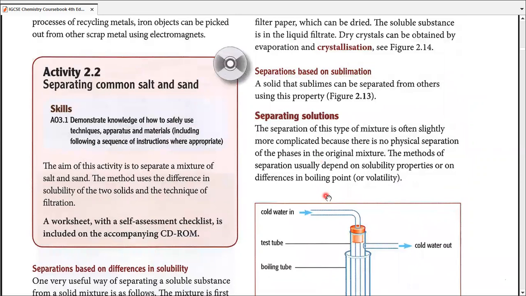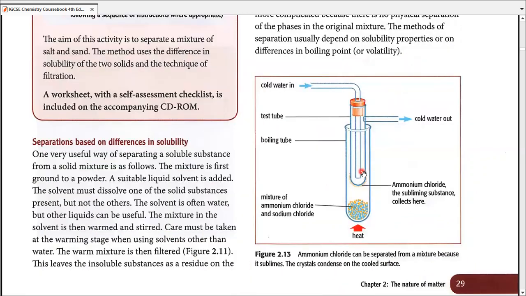Yes, sir. Next one is separation based on sublimation. There are very few solids that can sublime as compared to the ones that can melt or boil, right? So what can we do? We can actually use the process of sublimation as a separation technique. But in order to apply that technique, there is a prerequisite. One of the substances in the mixture is supposed to be able to sublime.